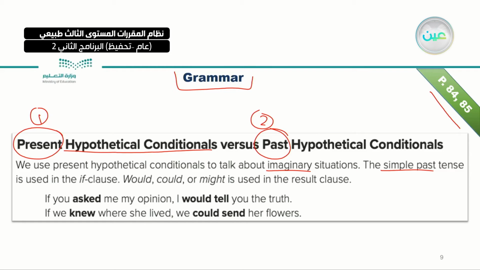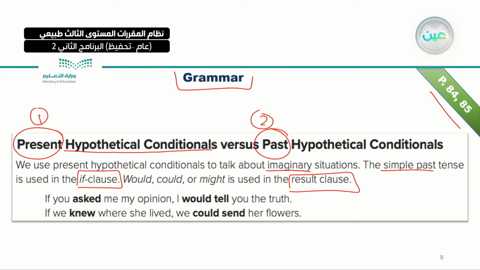Of course, we'll divide the conditional here into two parts. The first part is the if clause, and the second part is the result clause. As I said, we will use the past simple tense in the if clause, and we will use would, could, or might in the result clause.